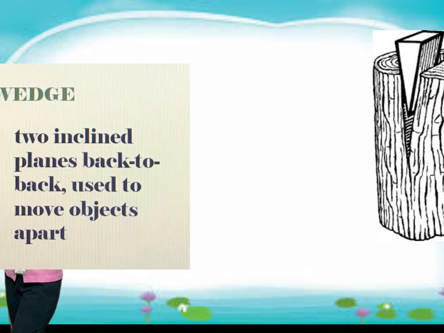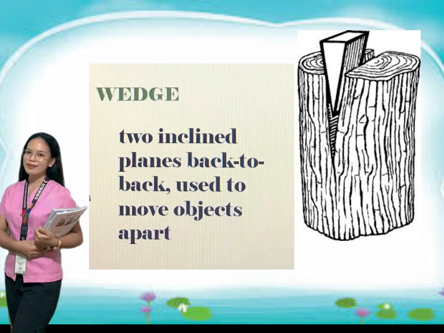Second to the last simple machine is what we call wedge. It is two inclined planes back to back used to move objects apart. A wedge is a piece of wood or metal or some other material having one thick end and tapering to a thin edge that is driven between two objects or parts of an object to secure or separate them.